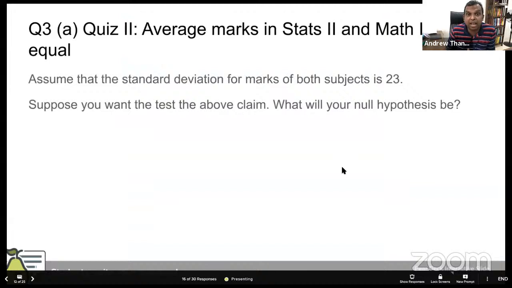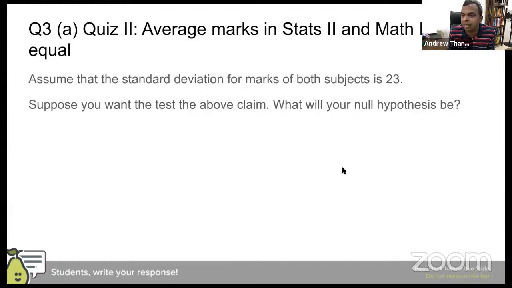I'm talking about the average marks being the same. The average being the same. Standard deviation, you can assume is 23. I'm not asking you to test that. We'll test that later. For now, I'm thinking about the average marks in Stats 2 and Math 2. They are equal is the claim. Somebody is claiming that these two are equal. In fact, they happen to be very close, by the way. So it will be an interesting thing to see what will happen here.